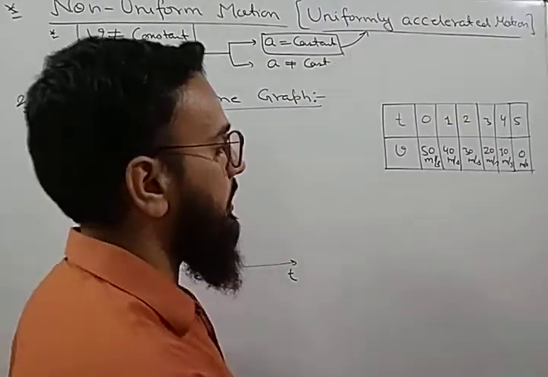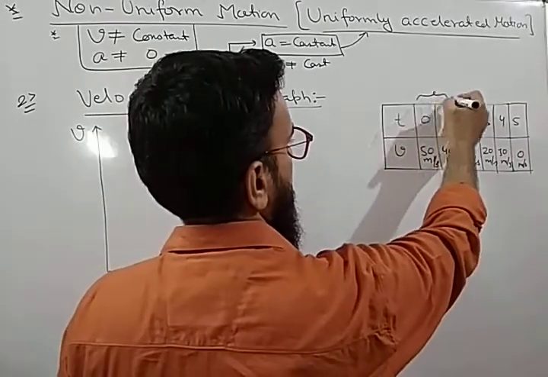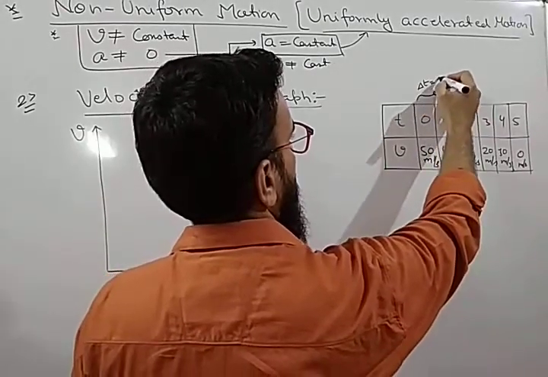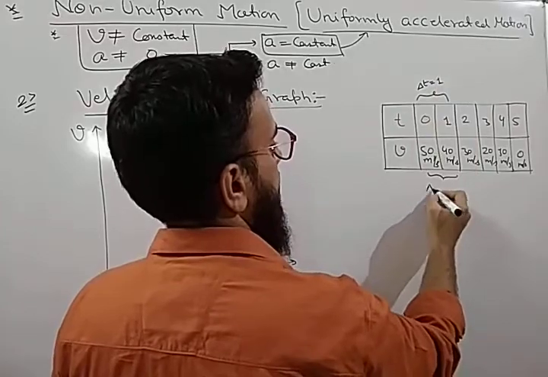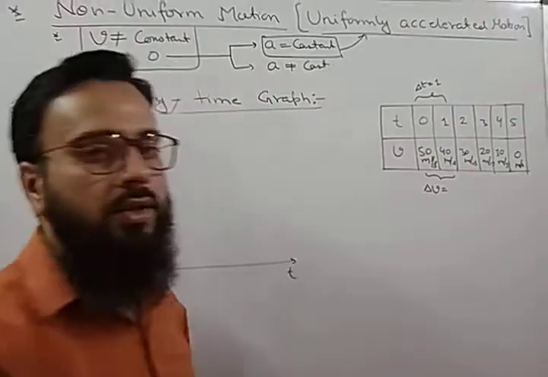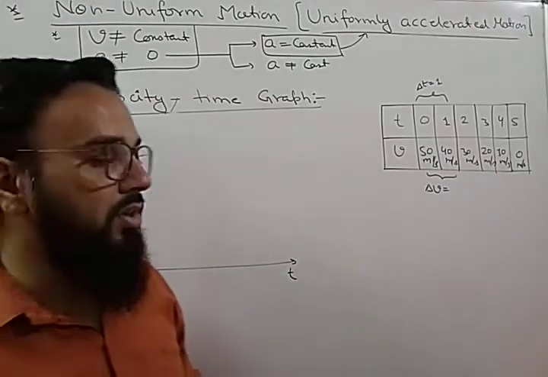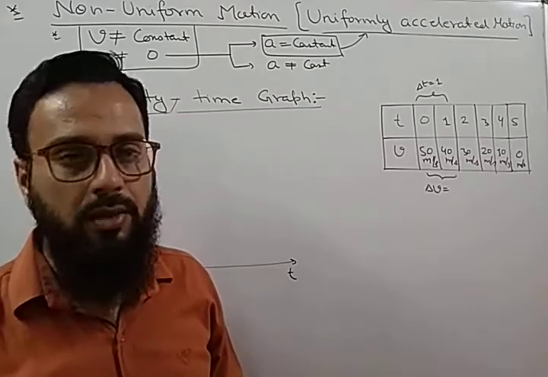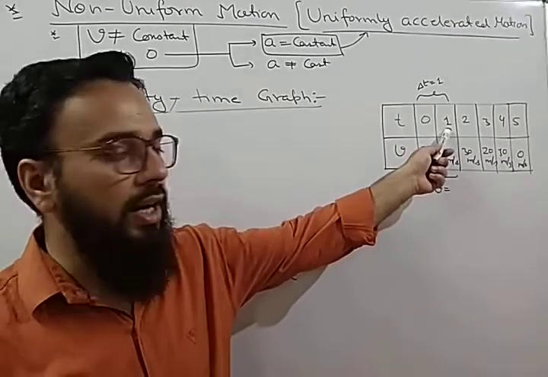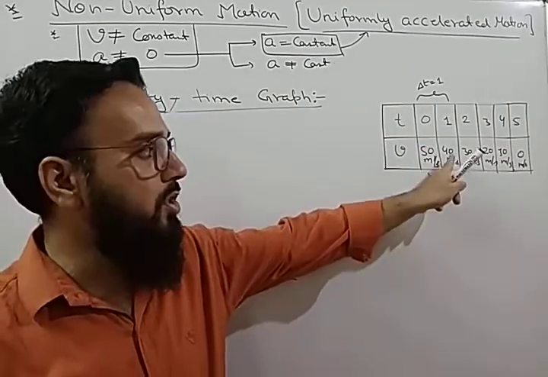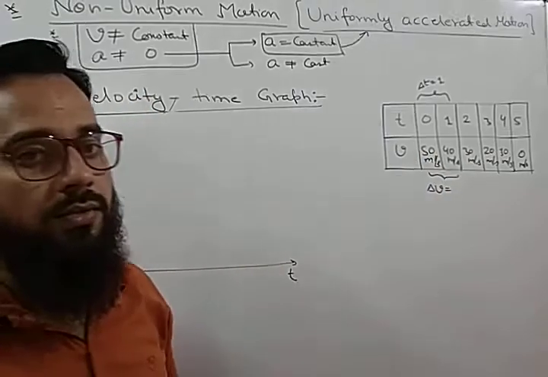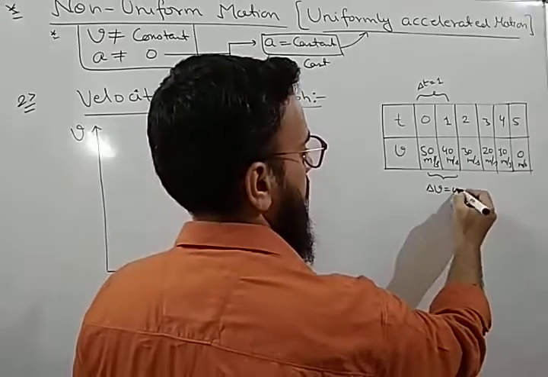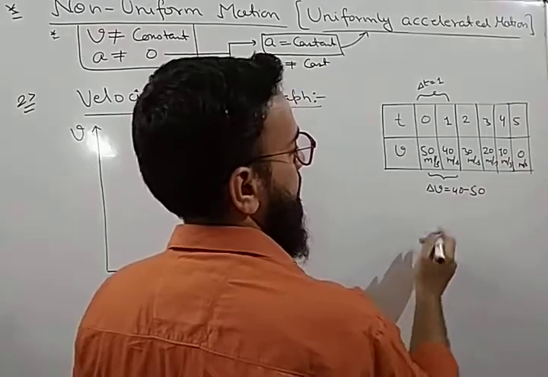So if you find the acceleration now in this case, delta t is 1, and what is delta v? We know that delta v means final minus initial. So this is initial, this is final for this interval. So final velocity is 40, initial velocity is 50. It means it will be equal to 40 minus 50.